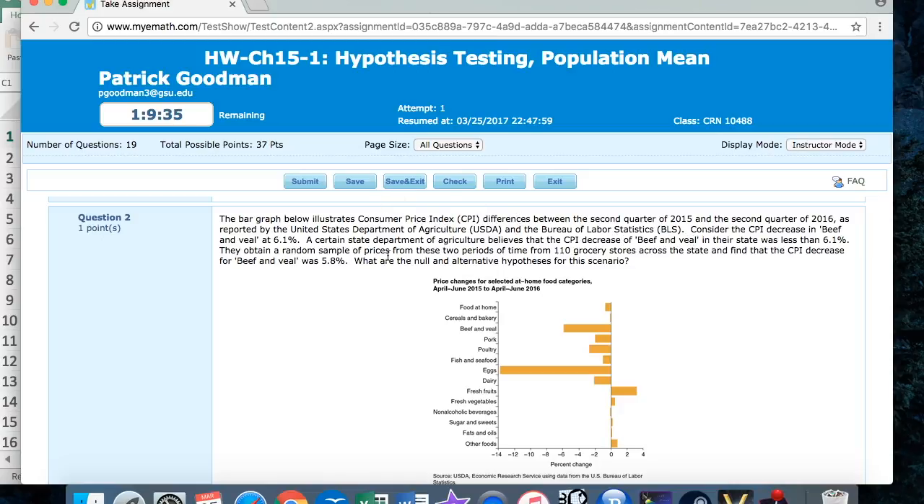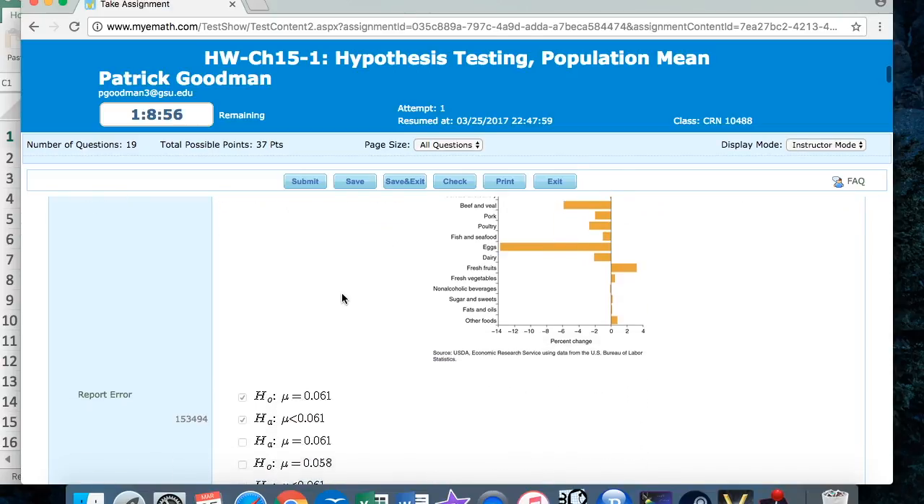It says, consider the CPI decrease in beef and veal at 6.1%. I don't know what beef and veal means, I guess some kind of food. Price changes for selected at-home food categories, so they're looking at beef and veal. They say this decrease is equal to 6.1%. But then somebody else comes along, so let's say it's you, and they say, actually, I think that the CPI decrease is less than 6.1%. So the decrease isn't quite as large, right? So it's smaller. So now we identify our null and our alternative hypothesis.